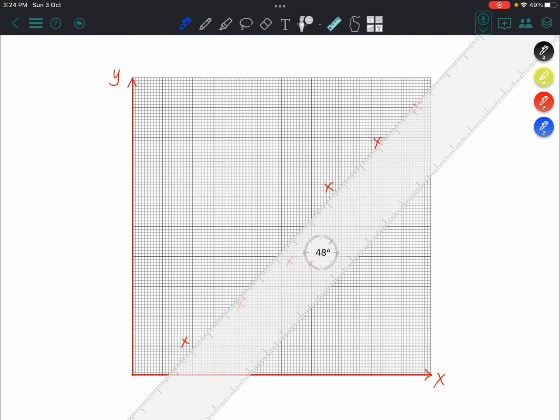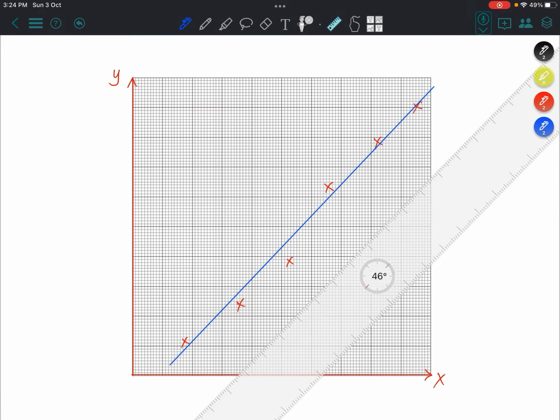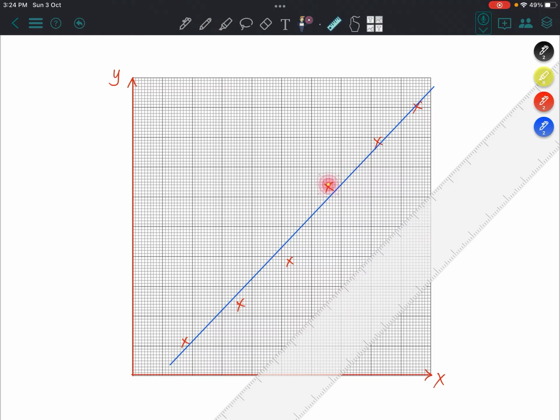Now, of course, this is to your best judgment. If you put it here this way, or here this way, it's all fine as long as the general trend is there. So for example, this will be my best fit line, where some points are above, some are below, but the general trend of all the 6 crosses is along here. So that will be my best fit line.